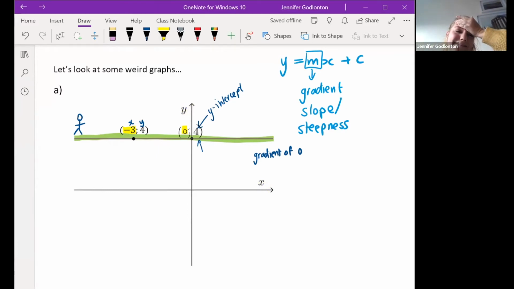Oh my goodness, so much confusion. So much confusion. Hopefully that's all cleared up now though.